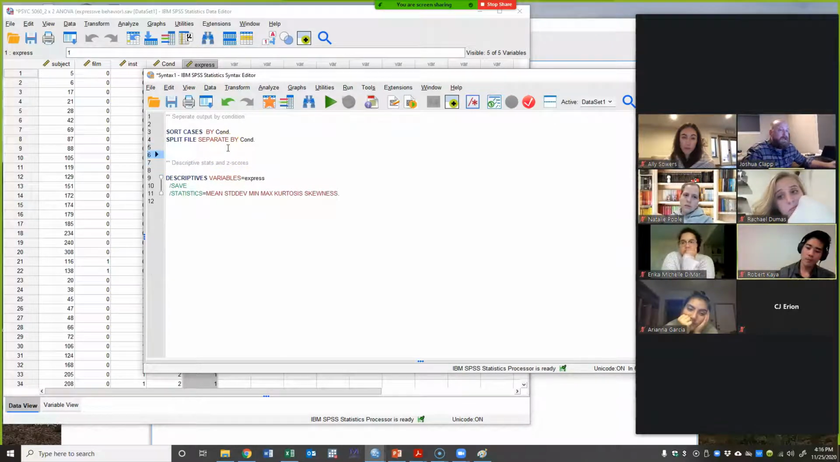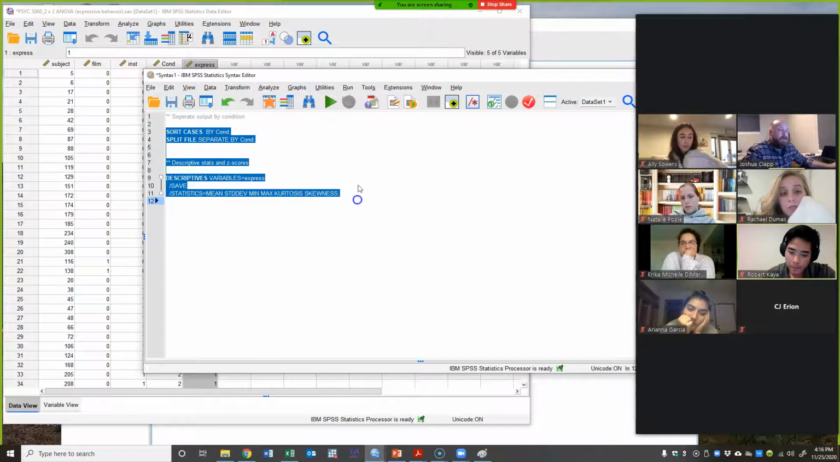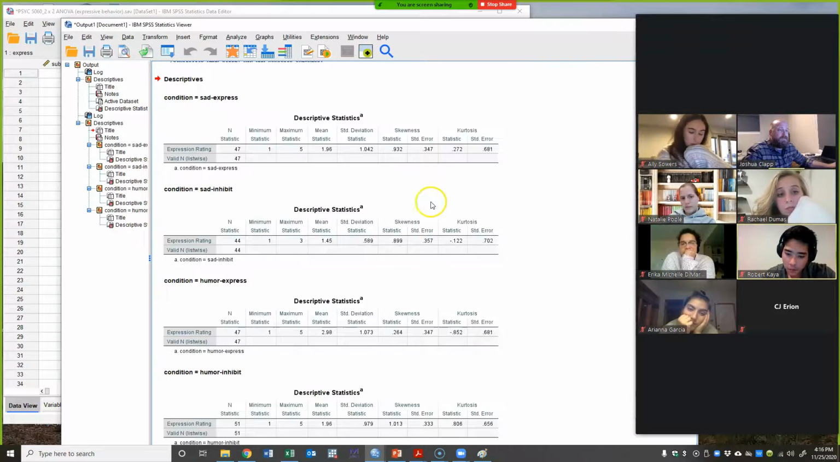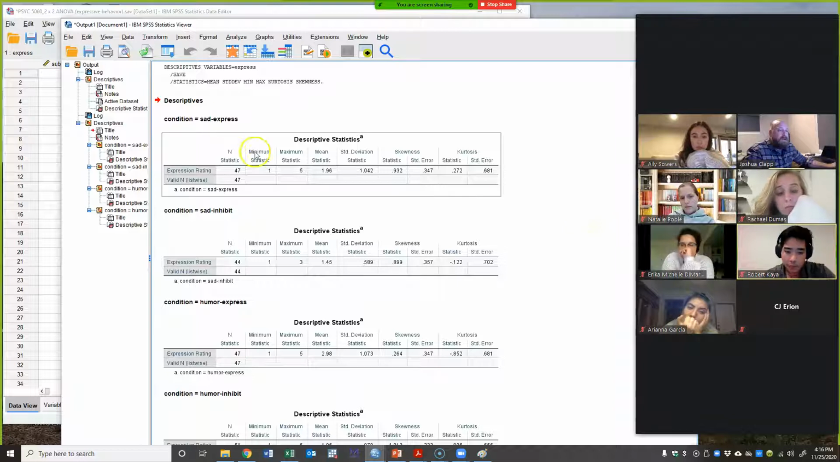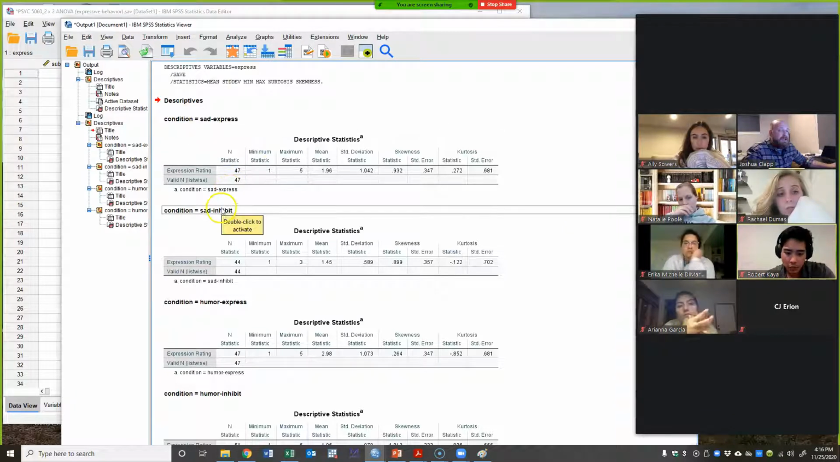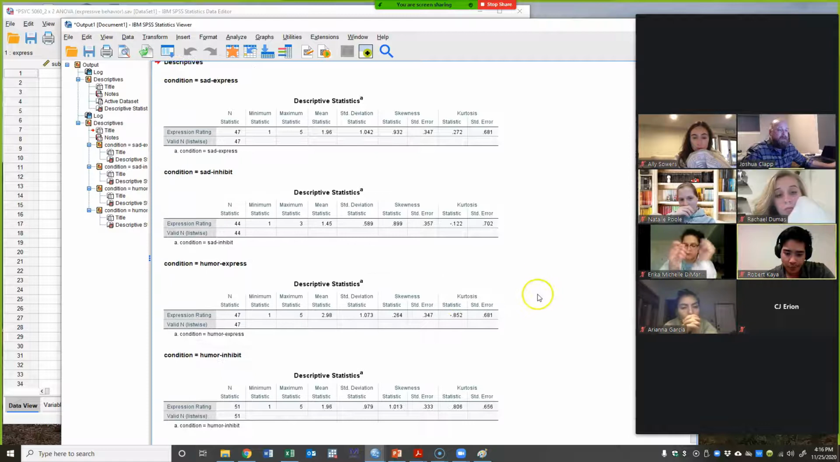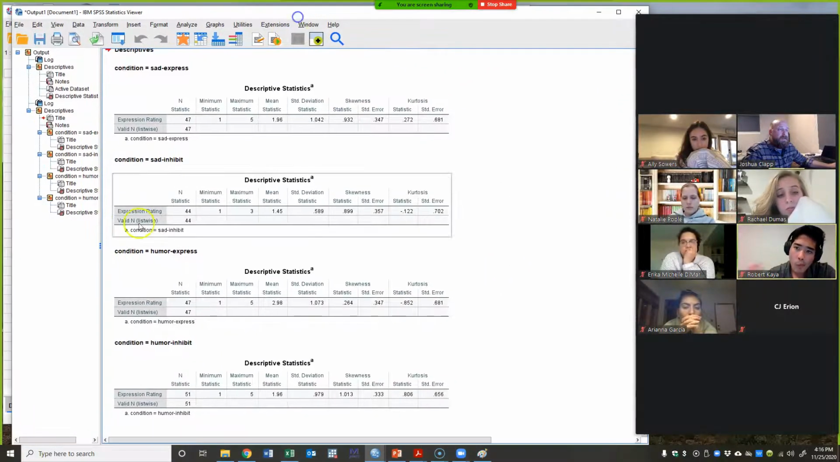So now what I've done is I'm telling myself I'm splitting the file, and then I'm looking at descriptives by my individual z-scores. Okay, so I'm going to run this. Okay, this is what I get. So what we'll see is I've got descriptives for my SAD express, my SAD inhibit, humor express, humor inhibit across all 4 of these levels.